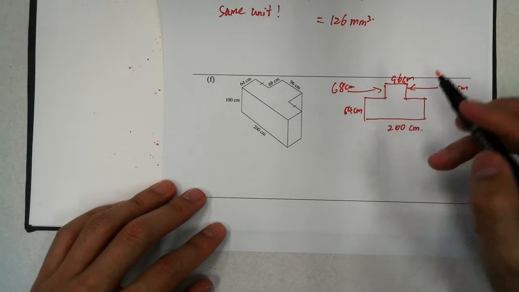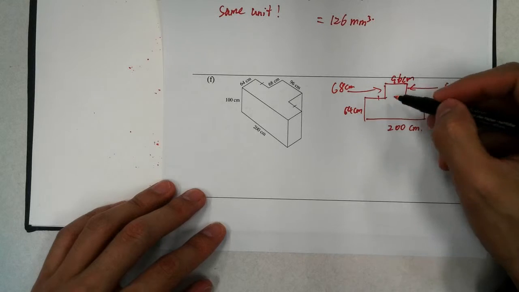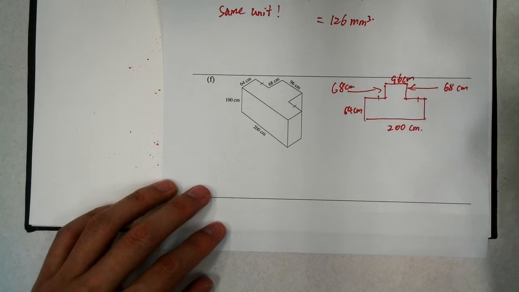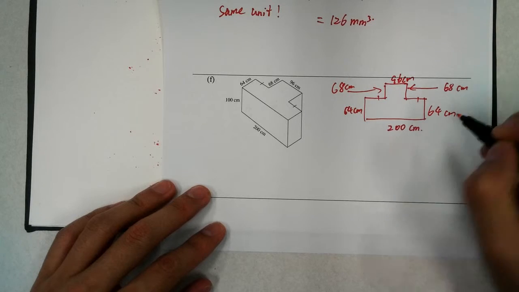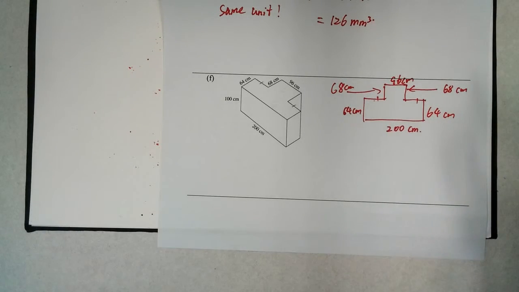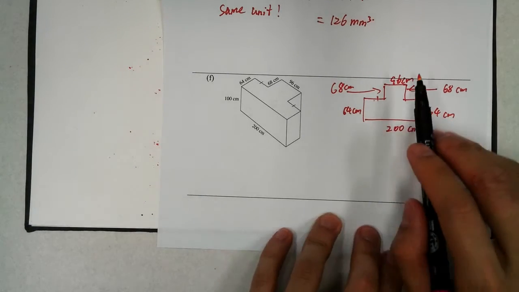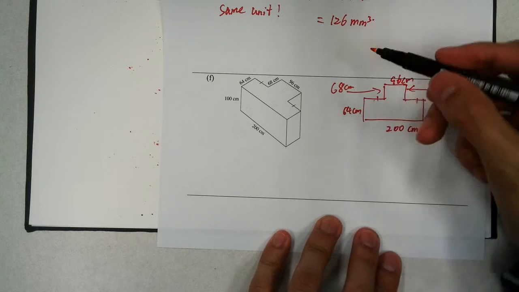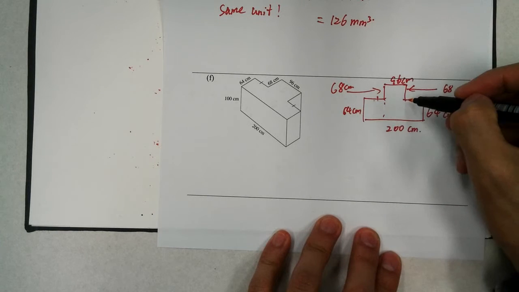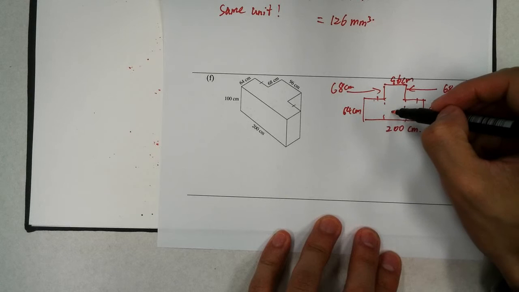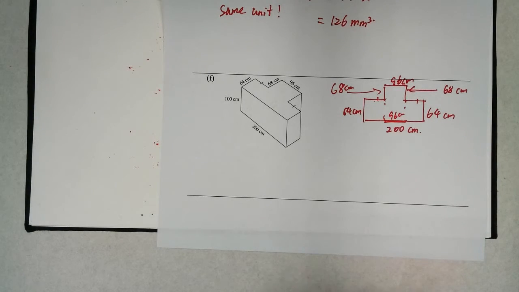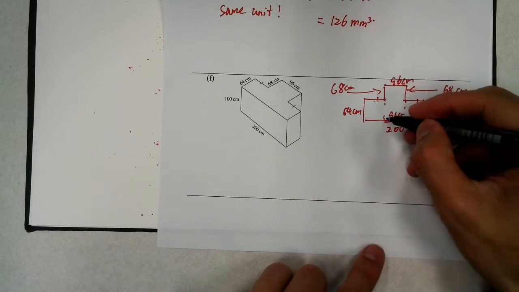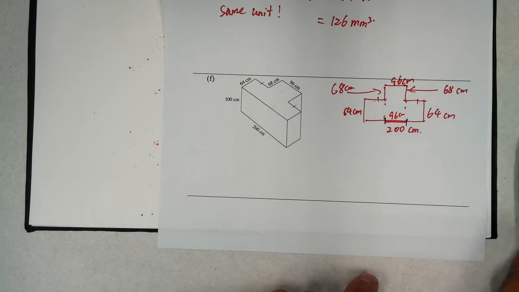And we don't know these two. However, we do know these two have the same length. And this side will be 64 centimeters because they have the same marks here. So what we need to do is, if I move the 96 down, this should be 96 centimeters here. Okay, so I'll label it. The blue one is 96.